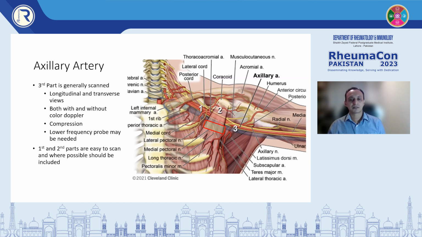You can scan it in the axilla with the arm abducted, and it is also easily compressible against the humerus. Again, we do both with and without Doppler to see if there is any stenosis or occlusion of the artery, and we also do a compression test against the humerus.